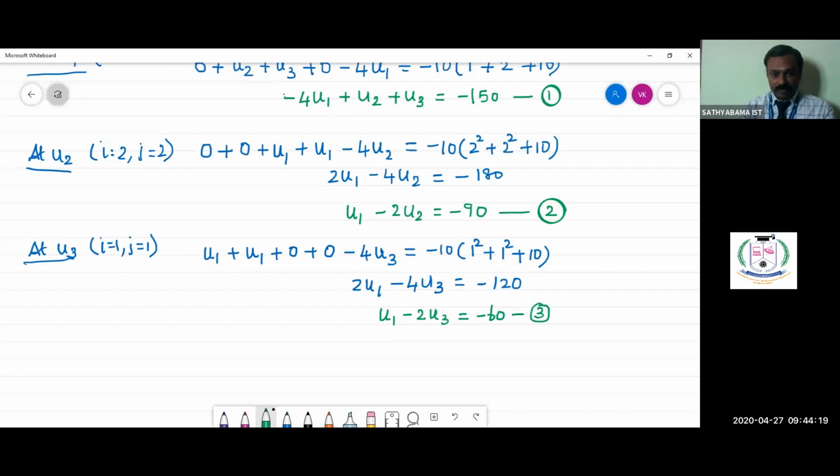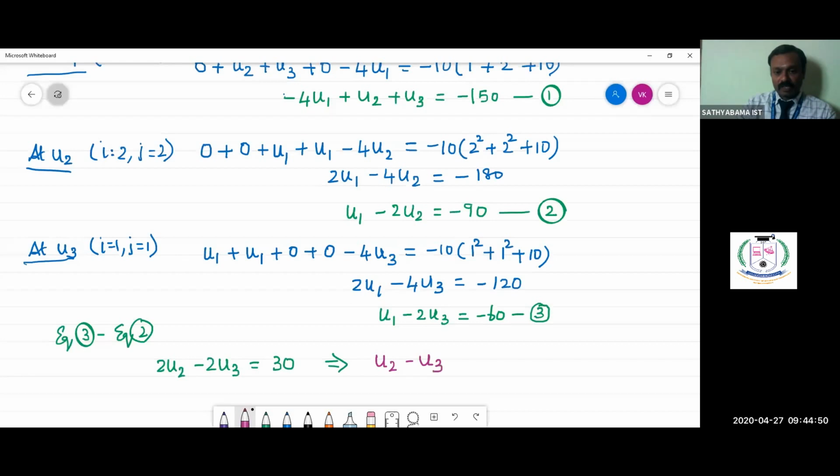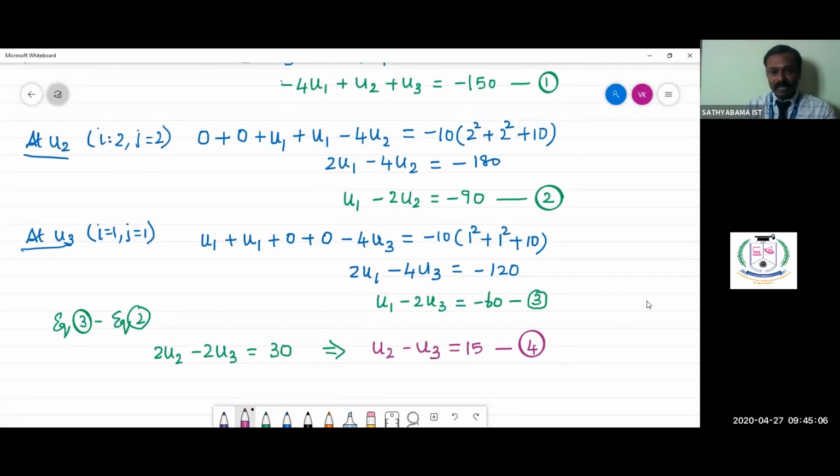Solving these equations, equation 3 minus equation 2, we get 2U2 minus 2U3 is equal to 30. This implies U2 minus U3 is equal to 15. Call it equation 4. And we can solve equations 1 and 3.